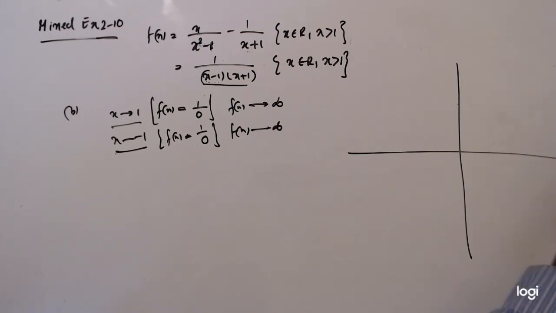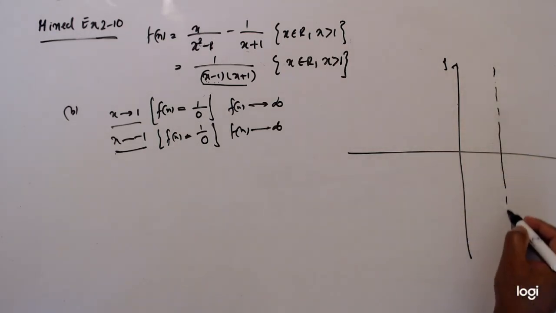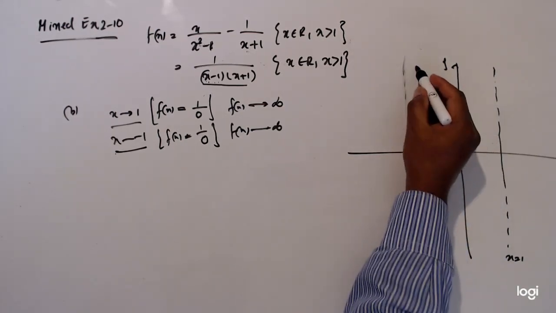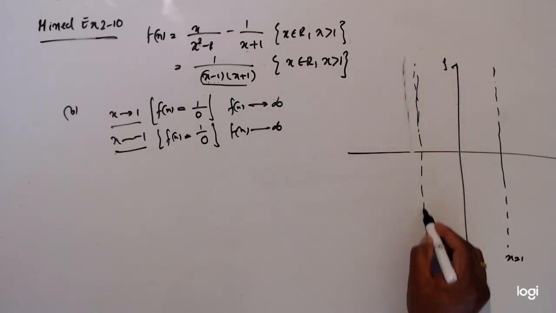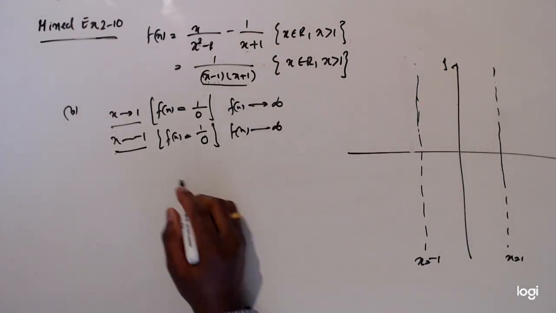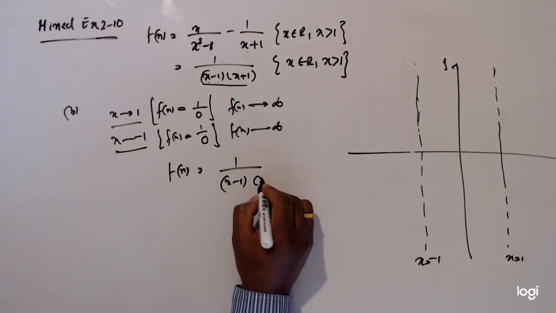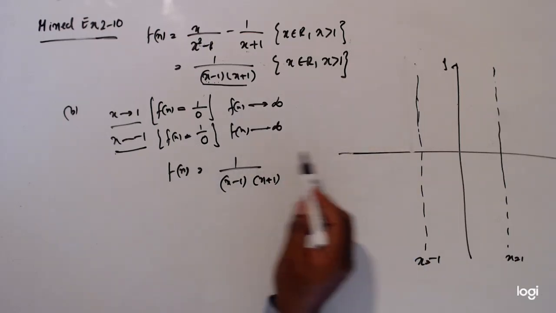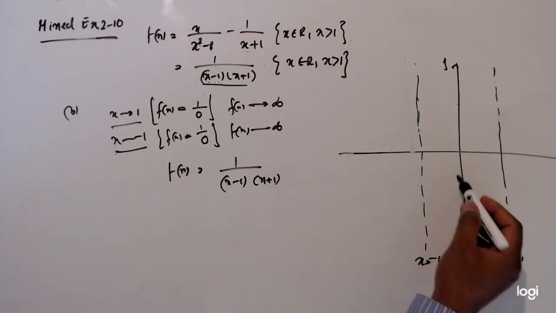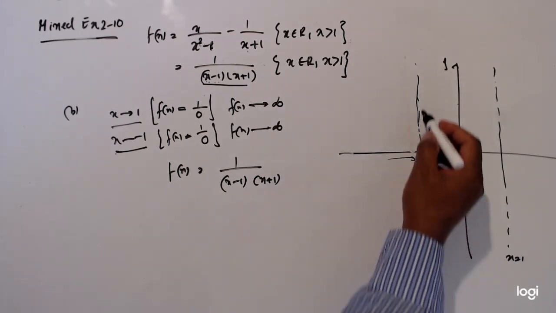So this is x, y, x equal to 1, x equal to minus 1. So those are asymptotes. Now, if x equals 1, x minus 1, x plus 1. So x goes to minus infinity. So we can go to minus infinity from here to here and here to here. So we don't know which infinity.